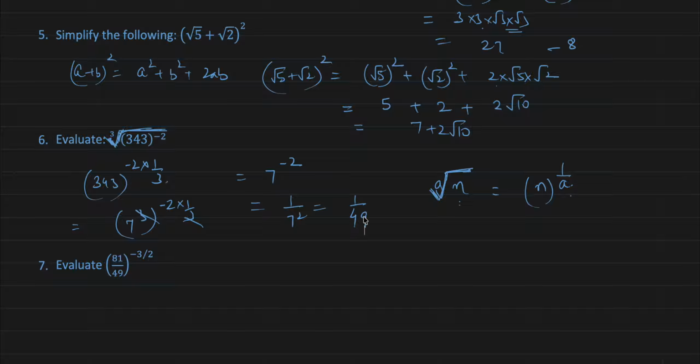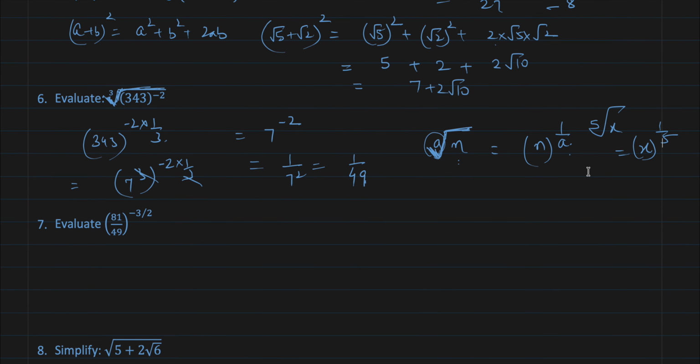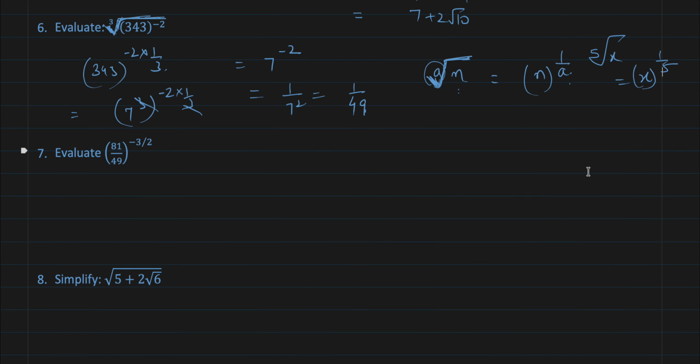That's your final answer. The point here is whenever you have radicals, or basically the root number, it goes into the power as a fraction. Root 5, root 6, right? They will go into the fractional power. Let's say 5th root of x, that changes to x power 1 by 5. That's the thing. Okay, now question number 7.